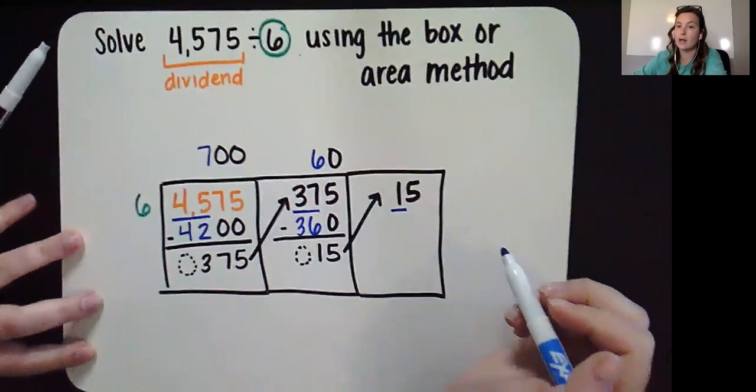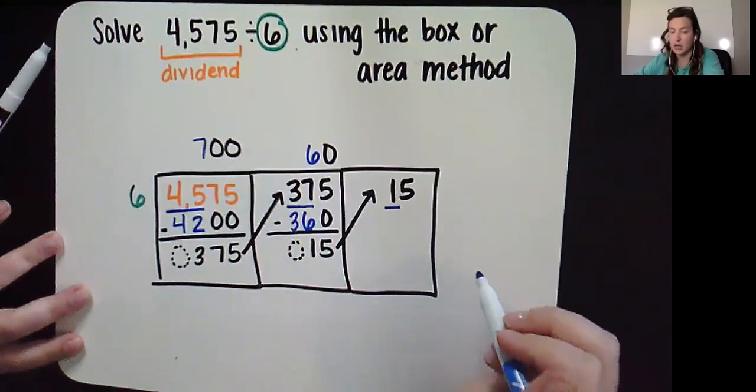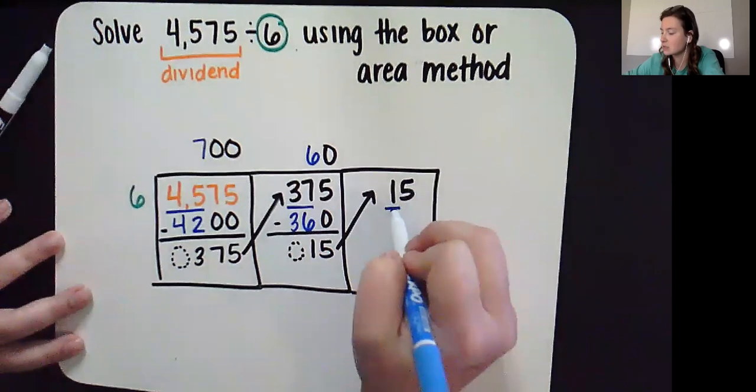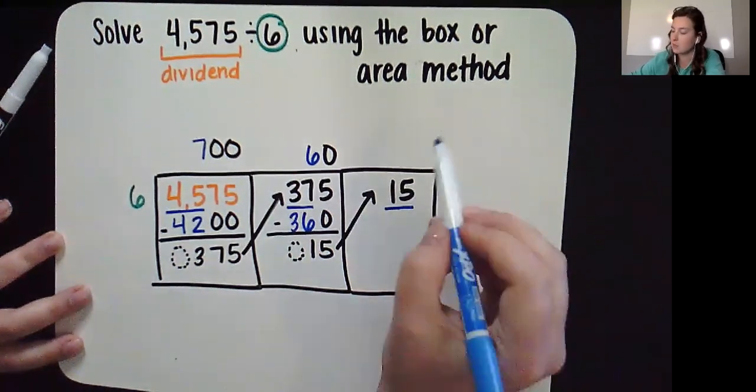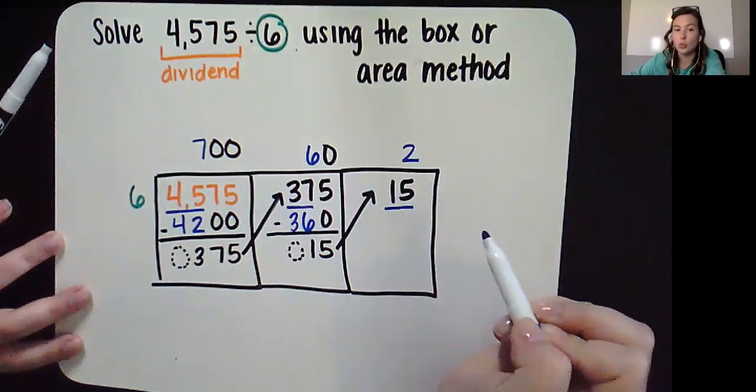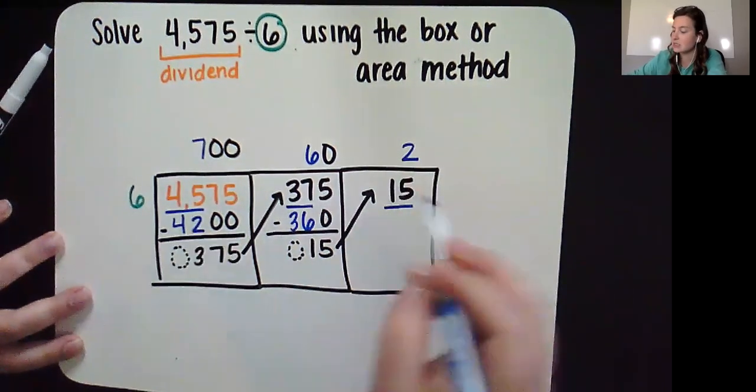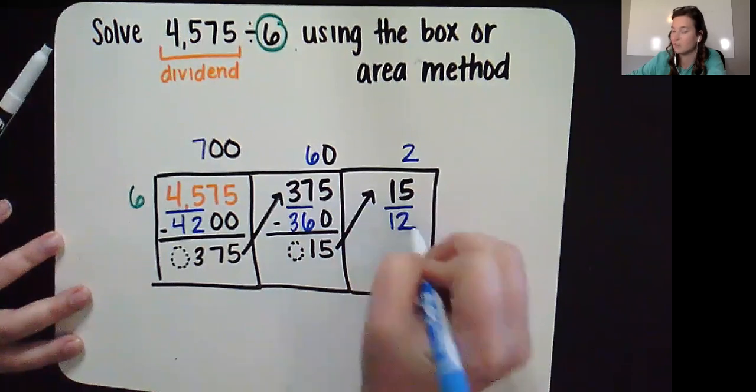If I have 1 dot, how many groups of 6 can I make? None, because 1 is less than 6. So I'm going to go next door. If I have 15, how many groups of 6 can I make? I can make 2 groups. 2 times 6 is 12. That would be 12 dots.